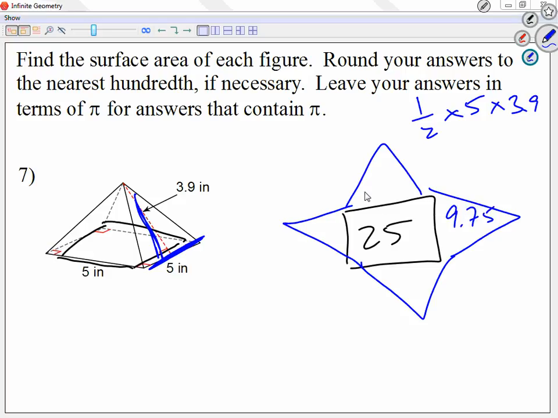Sometimes, not all the triangles are the same. In this case, they are. Let me just write this, 9.75. And the reason why is because all the sides are the same. On rectangles, when the sides are not the same, then not all the triangles are the same. But then I give you two heights. Like you see 3.9, I will give you another height at the front.